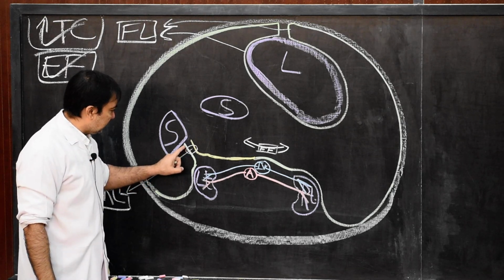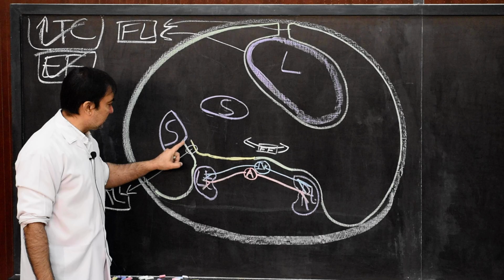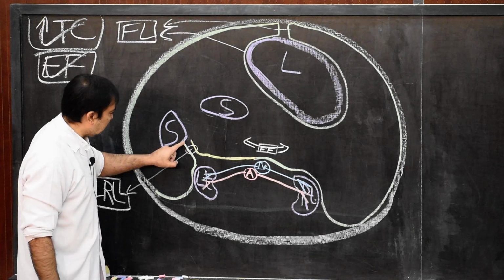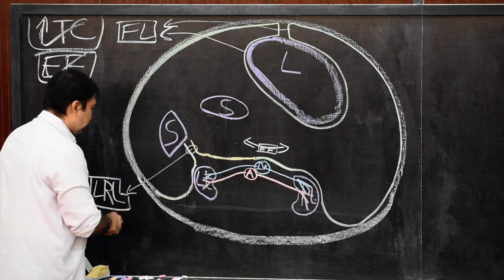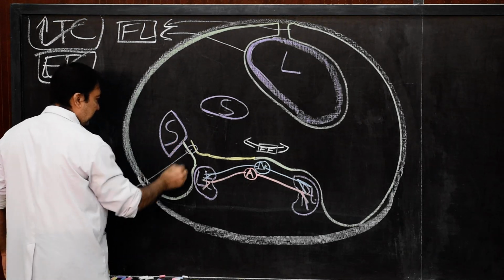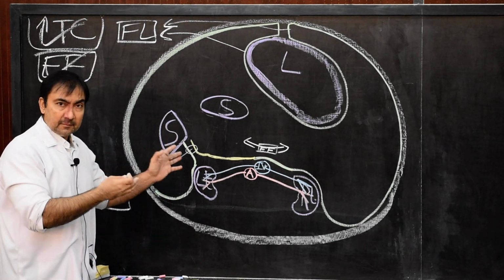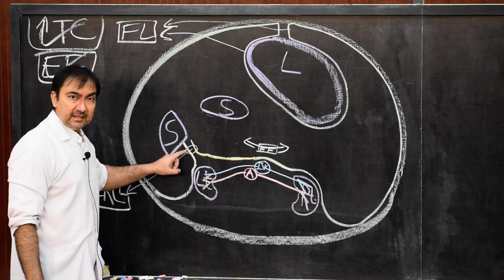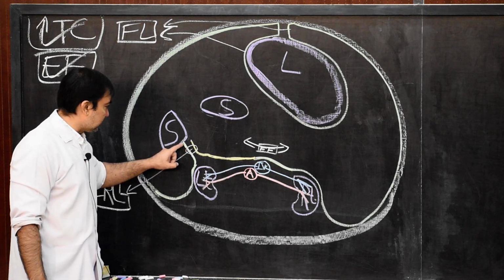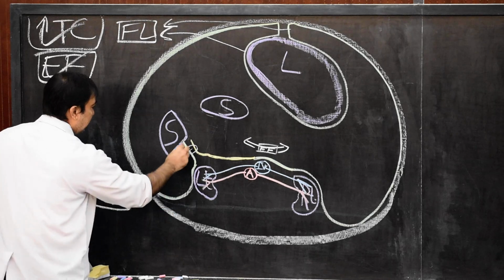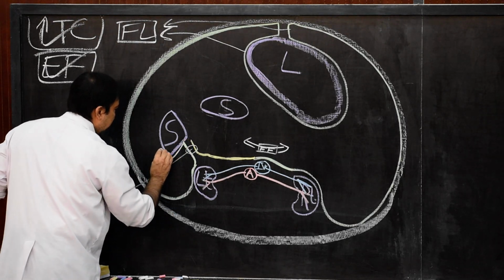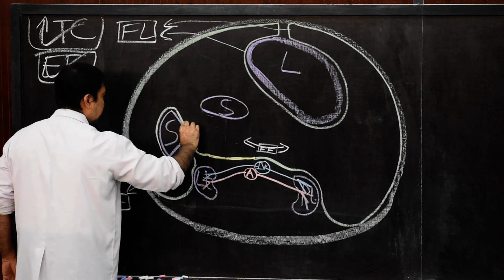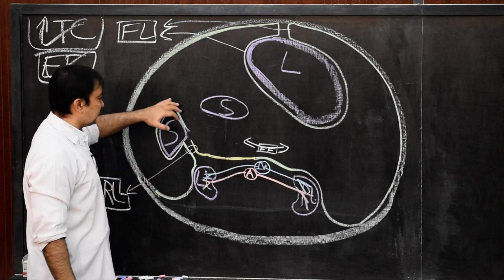And this posterior layer of the lienorenal ligament will be attaching to the posterior lip of the hilum of the spleen, where my finger is. And after attaching to the posterior lip of the hilum of the spleen, the same parietal peritoneum will invest the spleen completely. Here it is investing the spleen completely. So it will encapsulate the spleen completely.